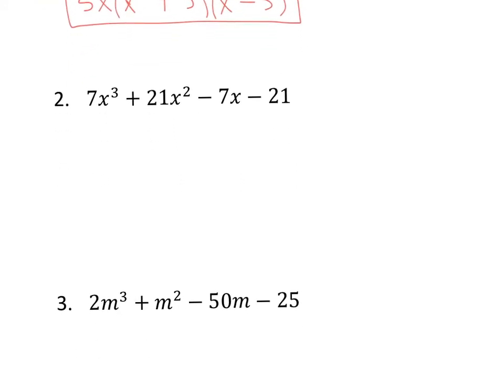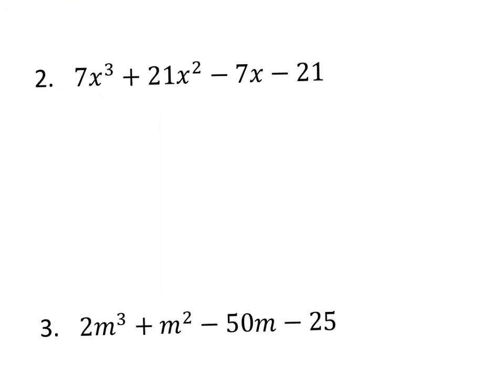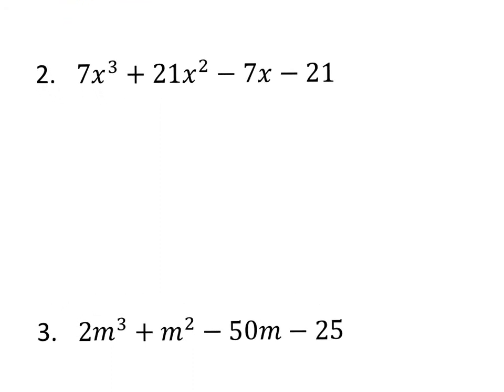Okay, number 2 says 7x cubed plus 21x squared minus 7x minus 21. So we see 4 terms here. Do you remember what method to use to factor when you see 4 terms? You got it, factor by grouping. So we first look at the terms and we see, should we regroup these terms at all? And I think we should.